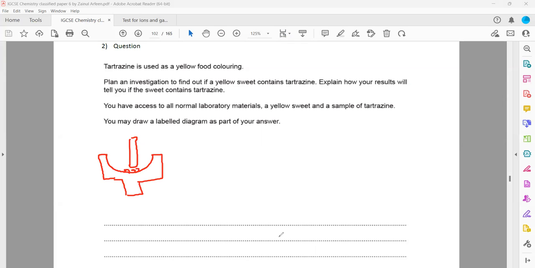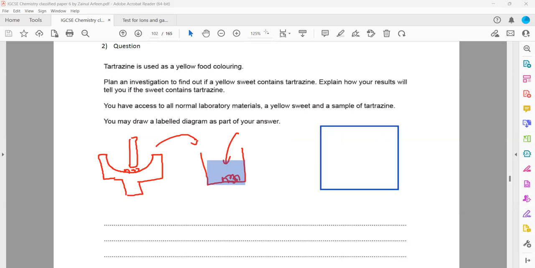After crushing it, we will transfer that into a container, the sweet, and then we'll add a solvent to make a solution. So we dissolve and make a solution, because a solution can be applied on the chromatogram. Then we take a chromatogram. The technique is called chromatography, and the paper is the chromatogram. Draw the origin with pencil. Then using a dropper, place the color extract from the sweet.